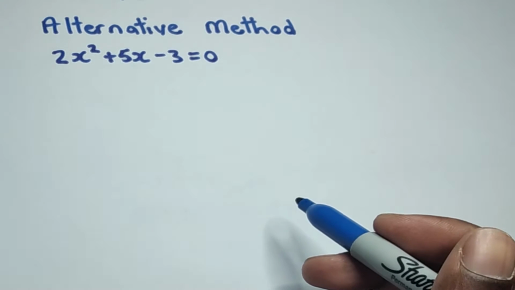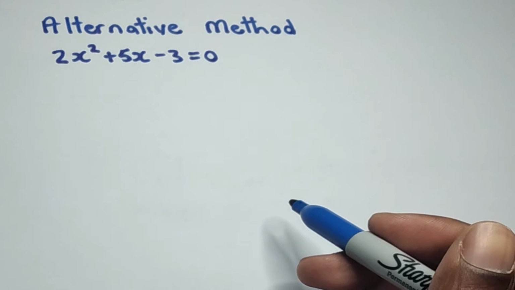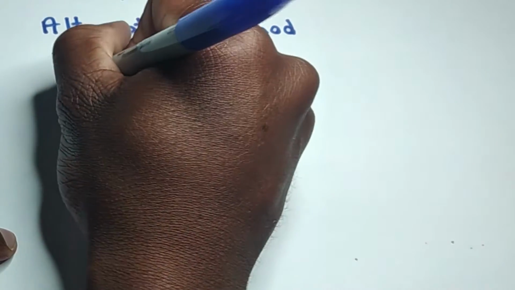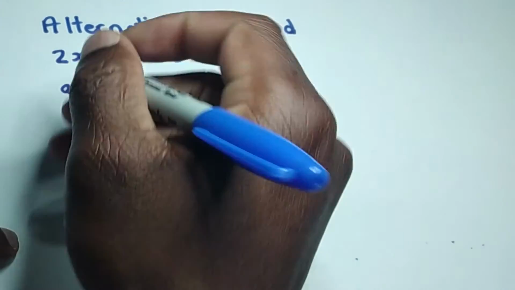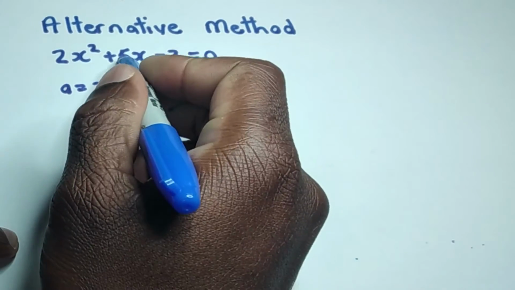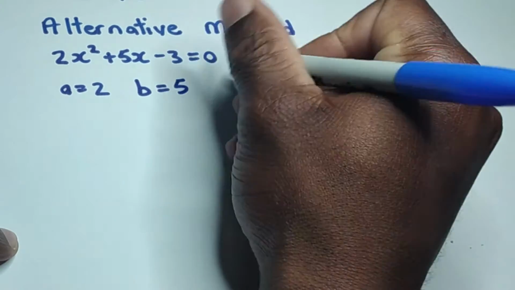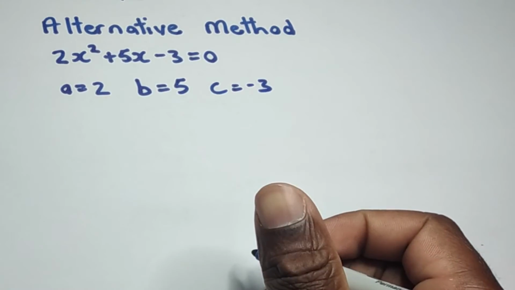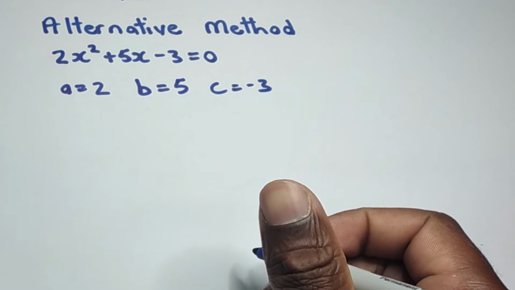As I mentioned before, we could have also used the AC method to solve this. All right, and again, our A would have been what? The coefficient for the x squared term, which is 2, and the coefficient for the x term, which is 5, and the constant, which is negative 3. All right, so that's pretty much our A, B, and C respectively.